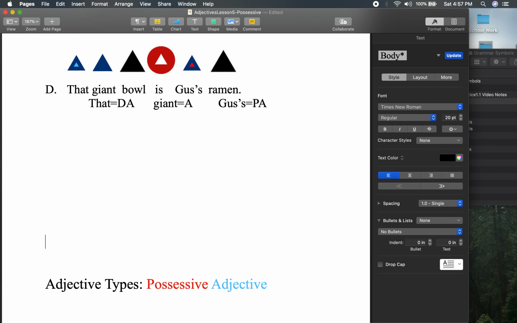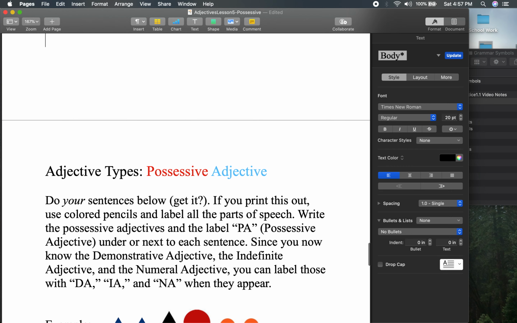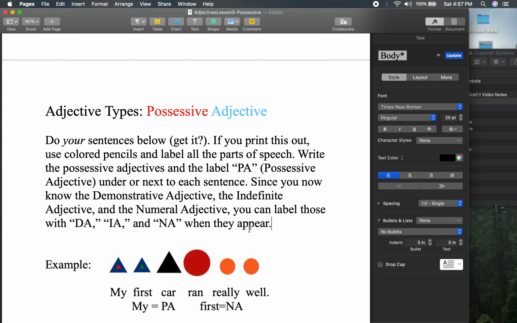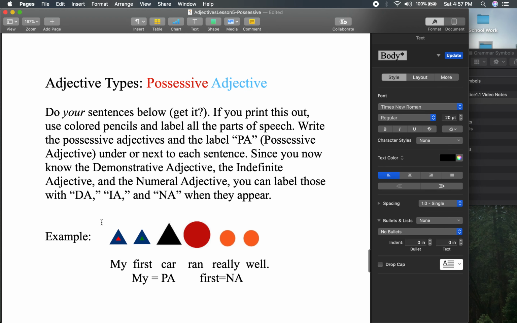All right, so looks like we have your possessive adjective follow-up. Do your sentences below. If you print this out, use colored pencils and label all the parts of speech. Write the possessive adjectives and label PA under or next to each sentence. Since you now know the demonstrative adjective, the indefinite adjective, and the numeral adjective, you can label those with DA, IA, and NA when they appear. And like I said before, you can always label the other ones. I am not as interested in regular adjectives because I believe we have a handle on those. Just the more specific ones. That's all.